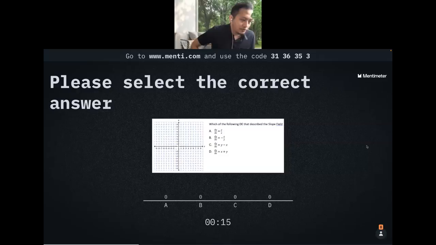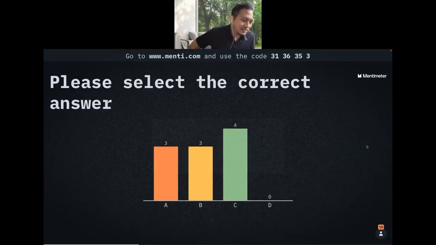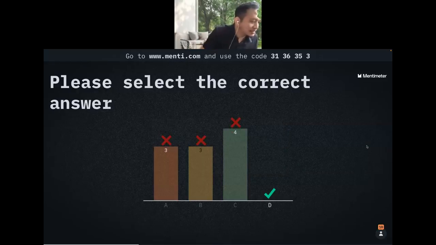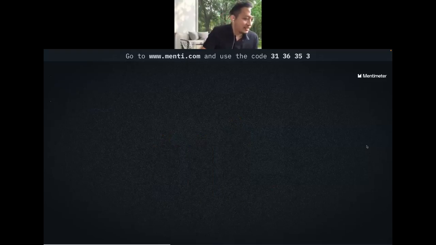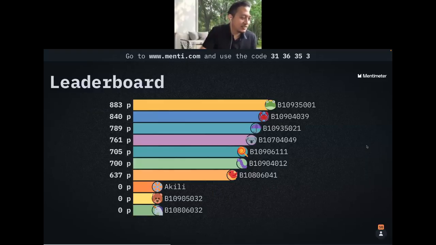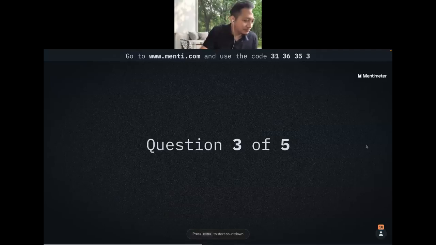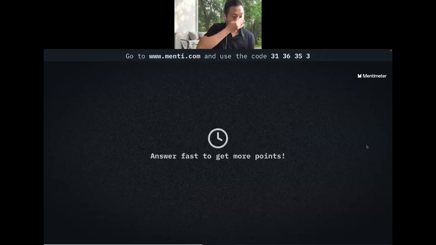Okay, 19, 18, 17. Don't panic. Just check which one. And the easiest part is, if you have the slope field, check when it's horizontal. That's the easiest one. Why didn't you guys get the correct answer? That's okay. No one got the correct answer.